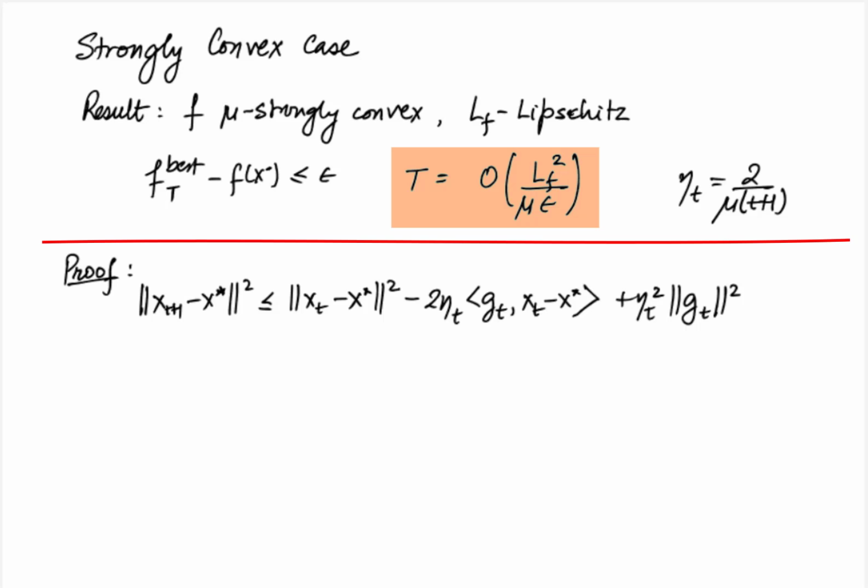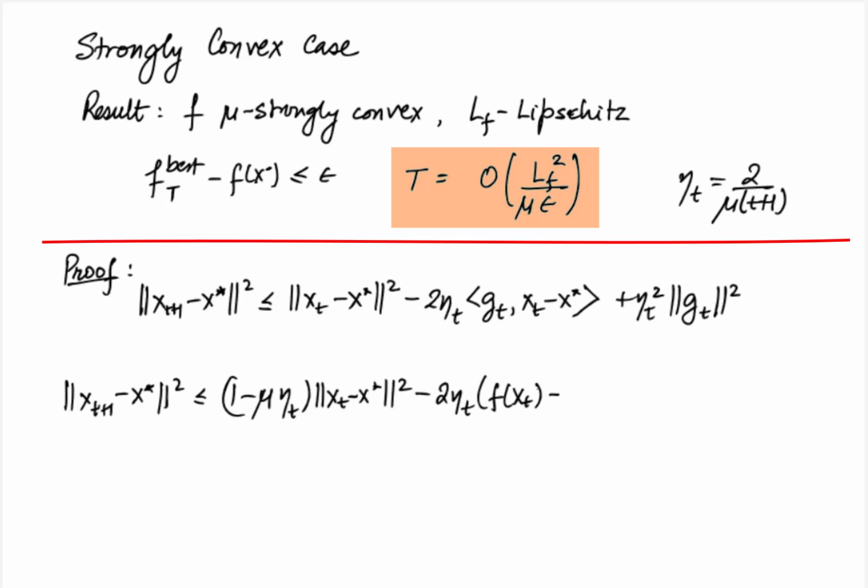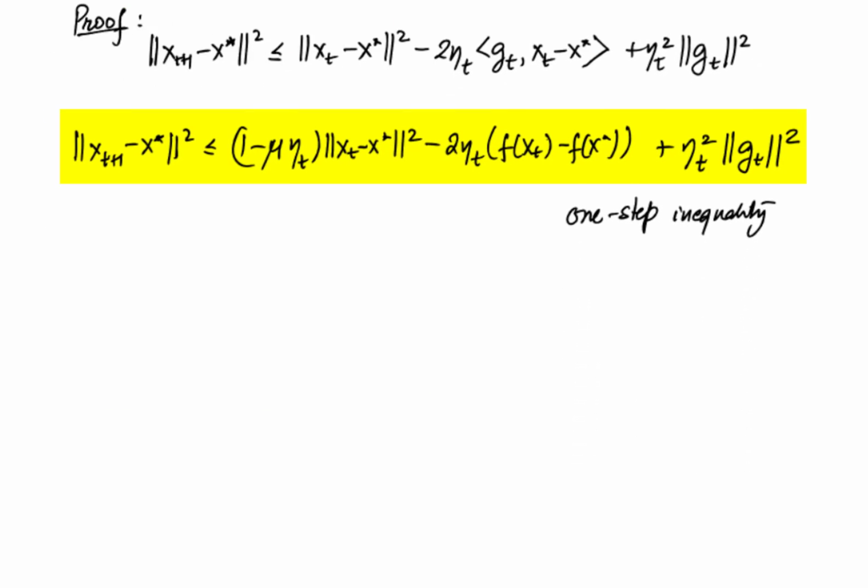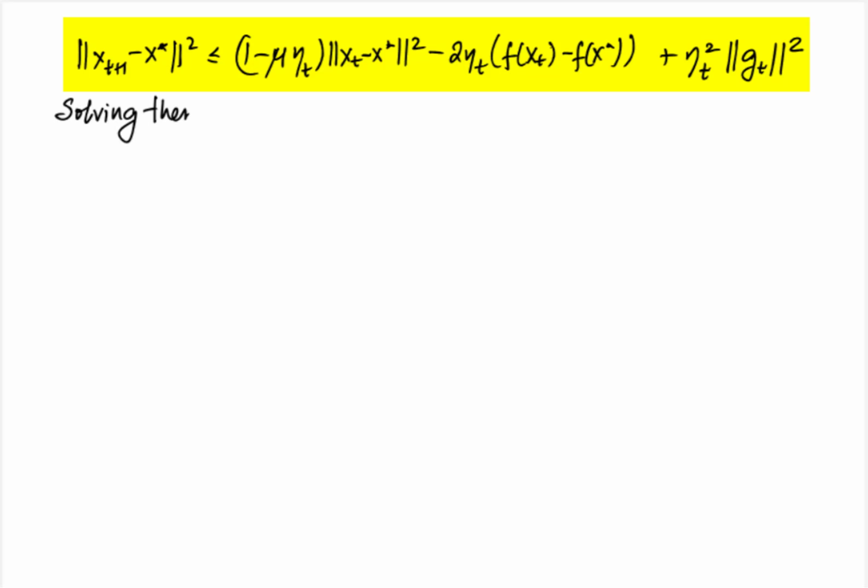Now here, instead of using the first order condition for convexity, we use its generalization, which is the quadratic lower bound on the second term, so that we obtain norm square of xt plus 1 minus x star is less than or equal to 1 minus mu eta t norm square of xt minus x star minus 2 eta t times f of xt minus f of x star plus eta t square norm square of gt. So this is our one step inequality, and this we will keep for now and carry it over. To solve this recursion and the oracle complexity, we will use the same technique that we learned in the context of Frank-Wolfe algorithms.